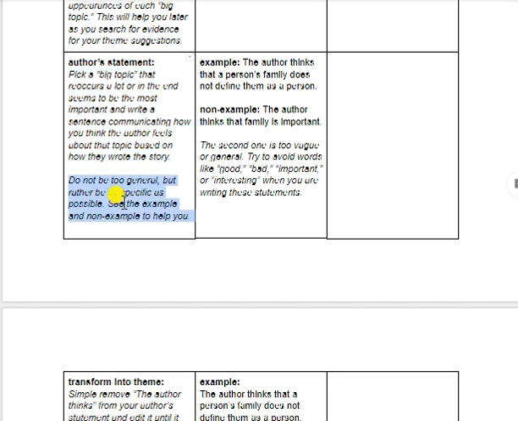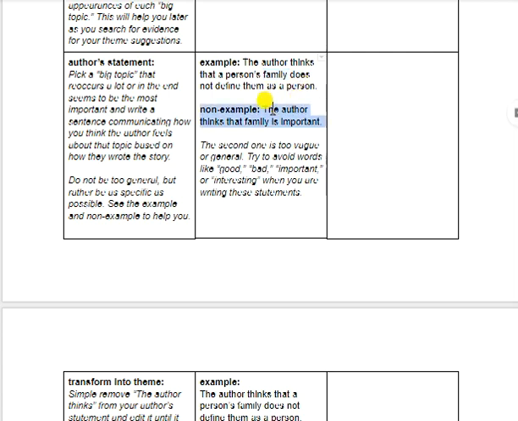Don't be too general, okay? You want to be as specific as possible. And of course, I have an example and non-example here to show you what I mean by that. So a good example would be: the author thinks that a person's family does not define them as a person. So maybe family was my big idea that kept coming up. So a specific statement would be that a person's family does not define them as a person, okay?